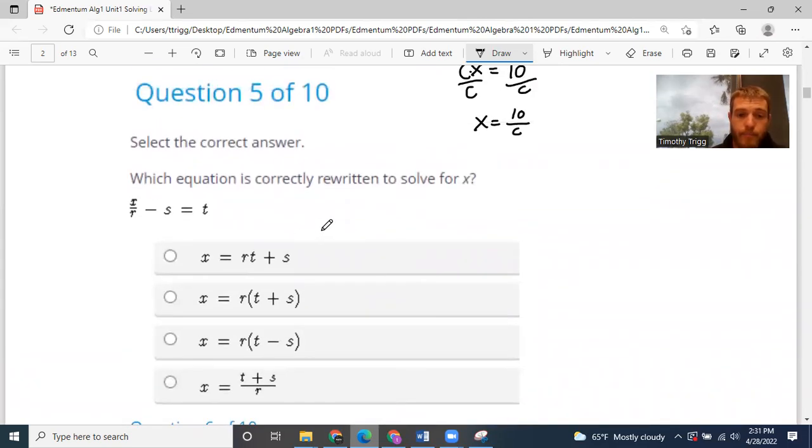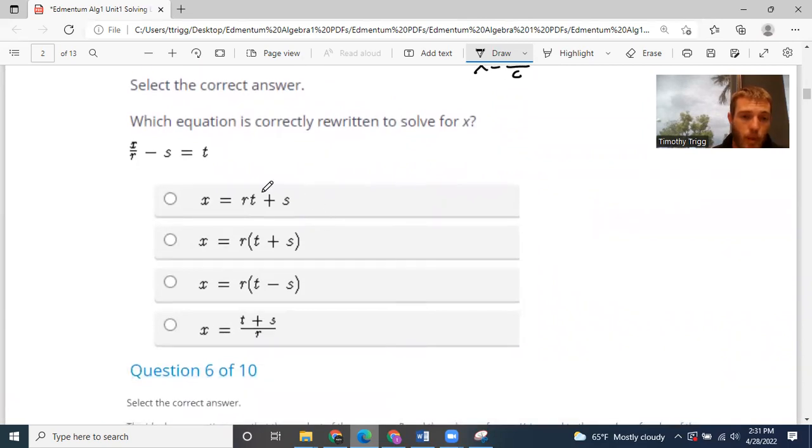Question 5. I want to solve for x once again. I want to get x by itself. You can see there's an x over r minus s equals t. Well, my first step, I'm going to go ahead and add s to both sides of the equation, giving us x over r is t plus s. Notice I curl my t's so I don't confuse them with plus signs.